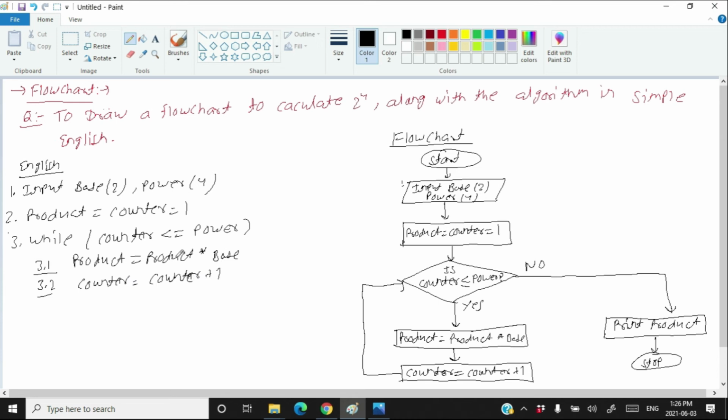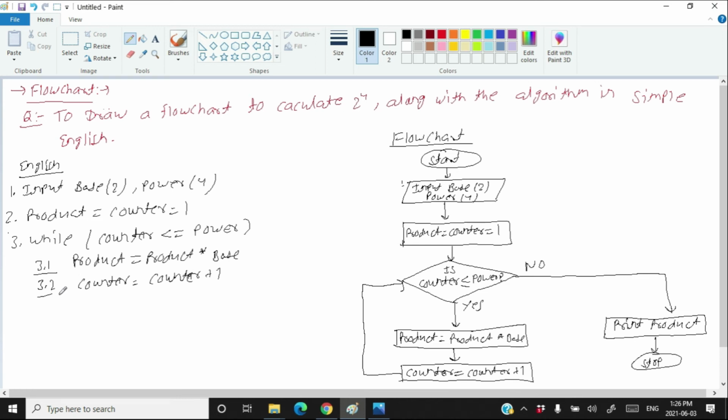So product is 1 initially. For the first time when counter was 1, you do 1 into 2. When counter is 2, you do 2 into 2. When counter is 3, you do 2 into 2 into 2. When the counter is 4, you do 2 into 2 into 2 into 2. When counter is 5, then this condition will not be satisfied and 3.1 and 3.2 will not be executed.